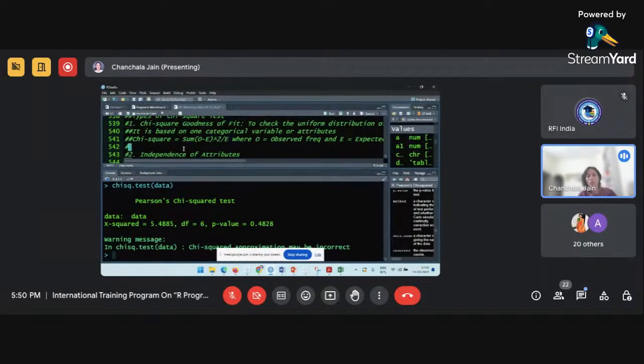So in case of chi-square goodness of fit, E is what? E is nothing but the average of the observed frequencies. That way you can get the value of E.